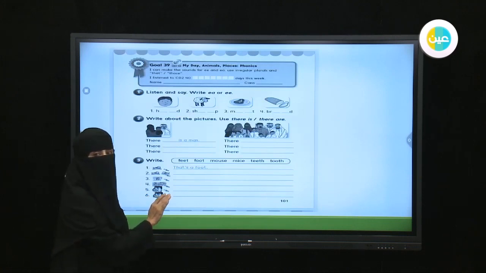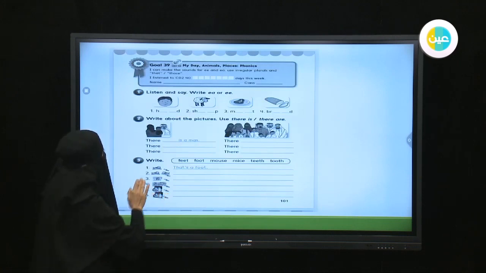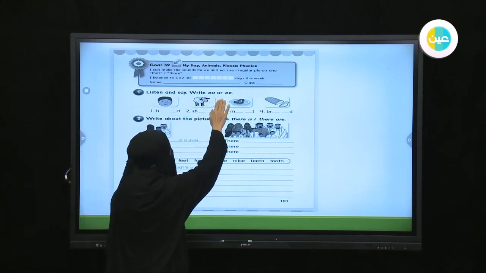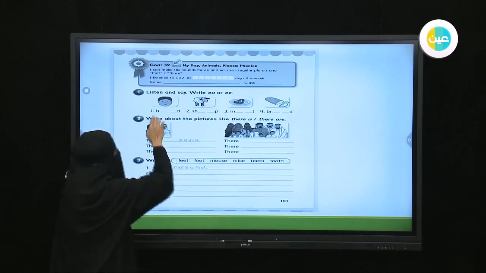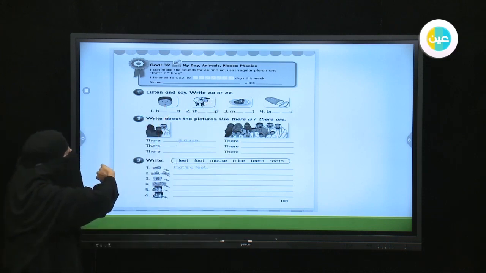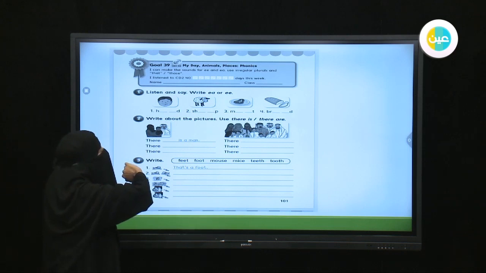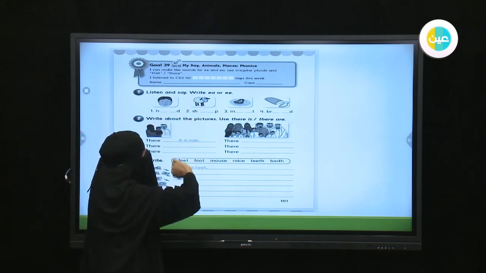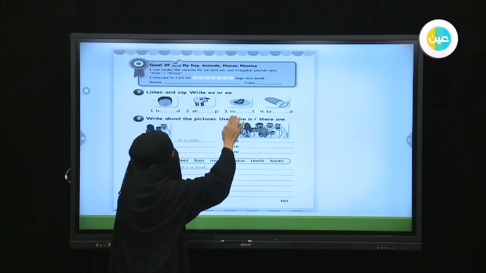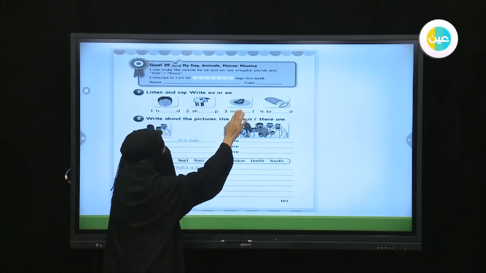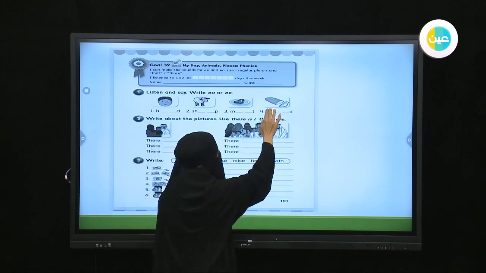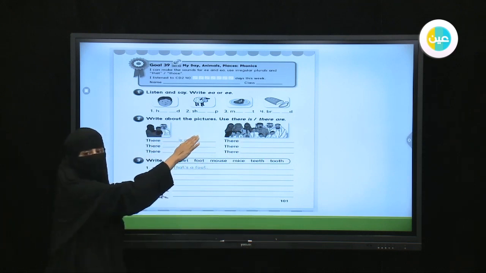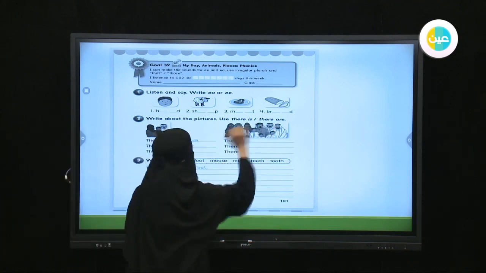Here, I'm going to look at this part. It says listen and say, write E-A or E-E. What do you think? This word, head, what are you going to write? E-A or E-E? Perfect, E-A. Sheep, what are you going to write? Excellent, E-E. Meat, E-A, perfect. Bread, E-A, excellent. Here it says write about the pictures, use there is and there are.